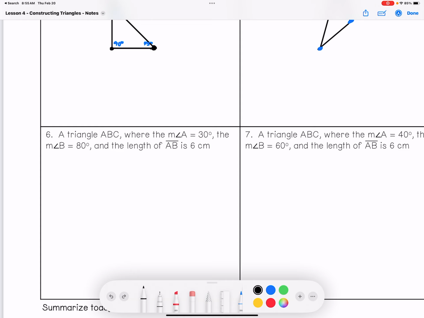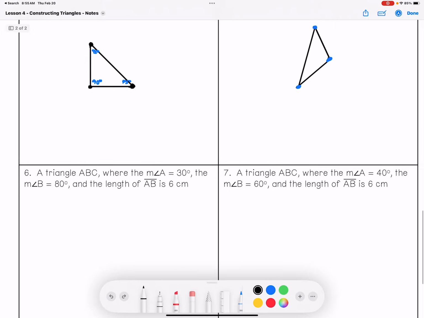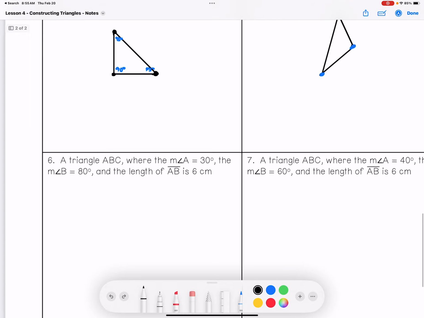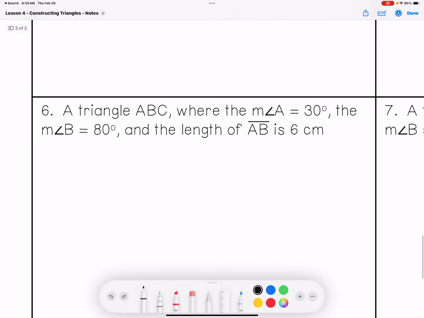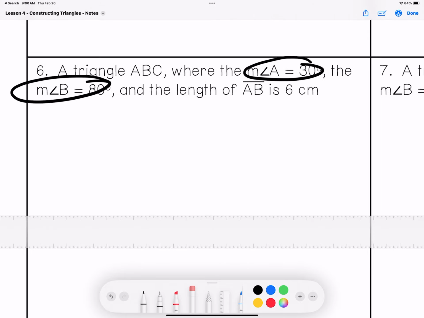All right. A triangle ABC where angle A is 30, angle B is 80, and the length of AB is 6. All right, so they don't tell us the third length here. They give us one side length and two angles. So the first thing we got to do is the length, 6 centimeters.